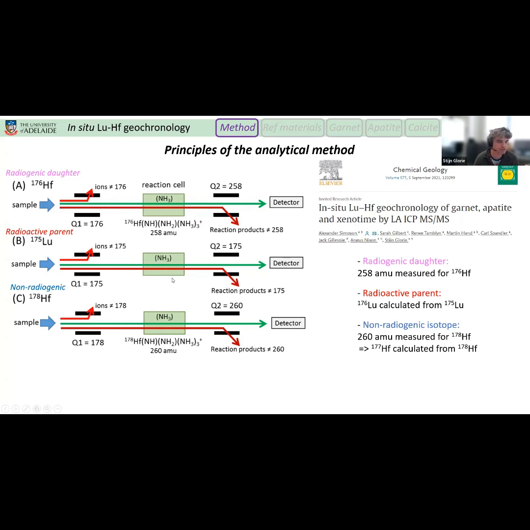So sorry, with ammonia gas. So it goes straight through as normal. And then same deal for the initial hafnium composition.